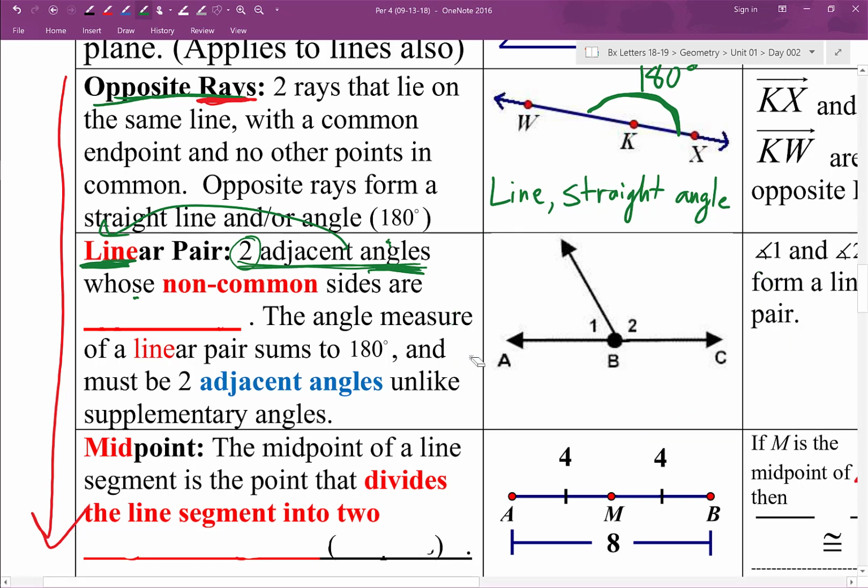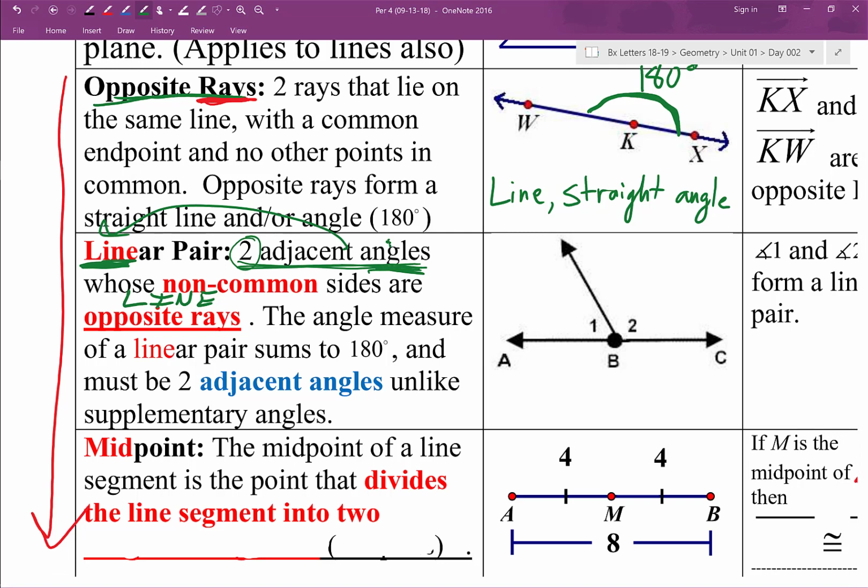Wait, does it matter if the arrow is that way or the other way? That I'm kind of fine with. You can kind of put it any way you want. And that blank I had opposite rays. But Matthew said, look, the non-common sides make a line. So you could say line instead. Opposite rays and line are the same thing. Okay.